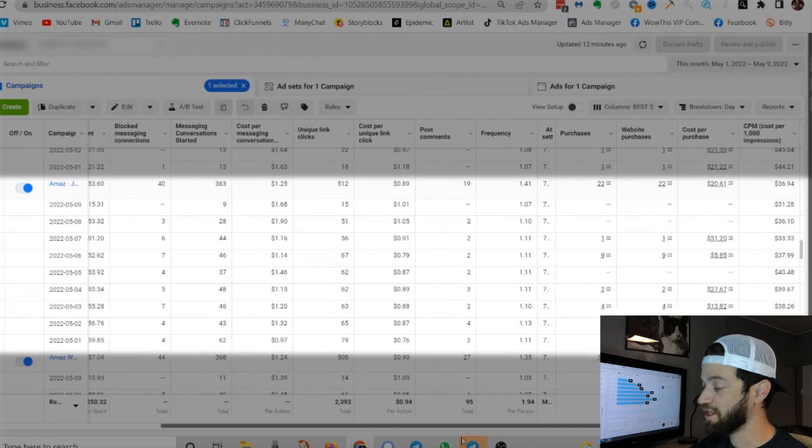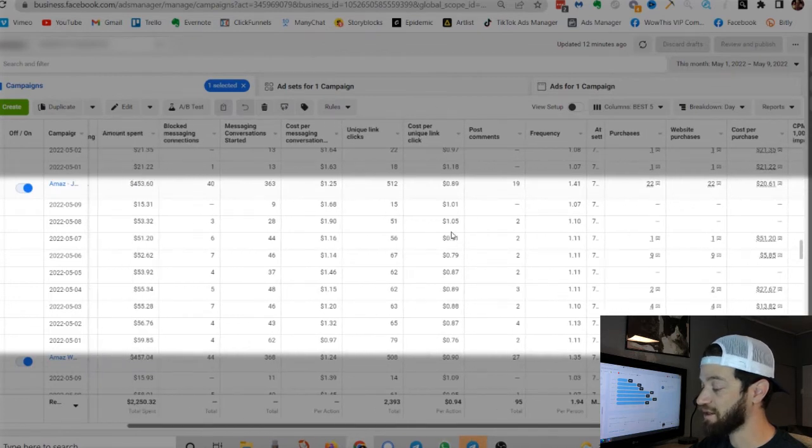Okay, so moving on here, if we look at the cost per unique link click. Now for my particular campaign, I like to see this number under $1. So overall, we're seeing 89 cents per link click. And with this, we're looking at about a week's worth of data, from the 1st up to the 9th, which is today. And we can see that the link clicks have been right about 88 cents, 89 cents.